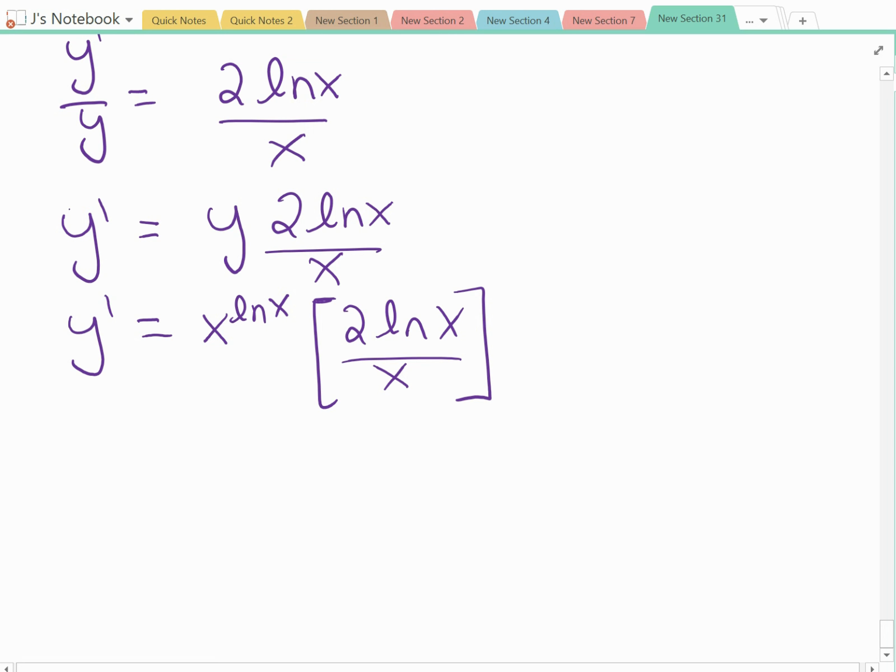What did they do with the 2? Well, the 2 is still in front, that's good. And the ln of x is still in front. So I'm going to start looking at all the options. All the options have the ln of x downstairs. So I'll do that, just because all the options have that. And then we're left with 2 times x to the power of ln of x all over x.